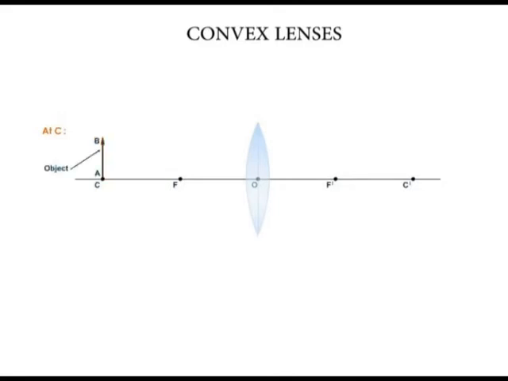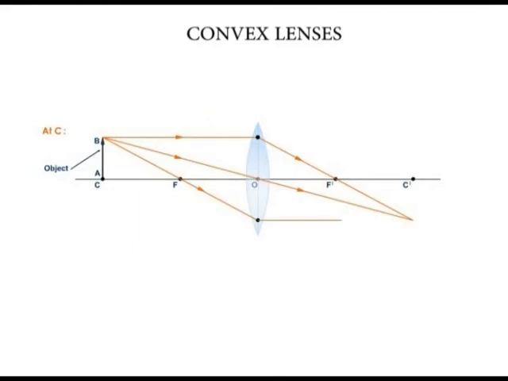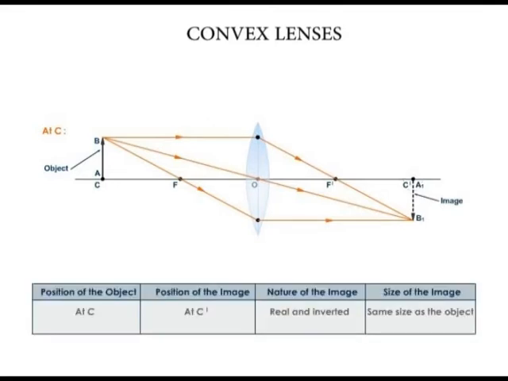Next is an object positioned at C. We start. A ray parallel to the principal axis after refraction passes through F. Next, a ray through the optical center is undeviated. The two rays are sufficient, but we can still test with the third one. That is, a ray through F after refraction emerges parallel to the principal axis. The three rays meet at C. Thus, when an object is placed at C of a convex lens, a real inverted image of the same size is formed at C on the other side of the lens.